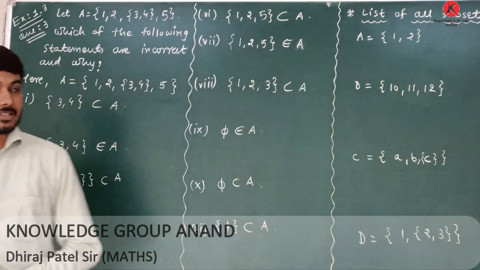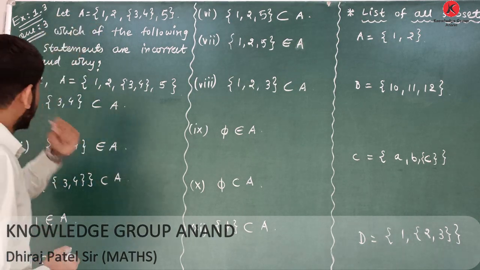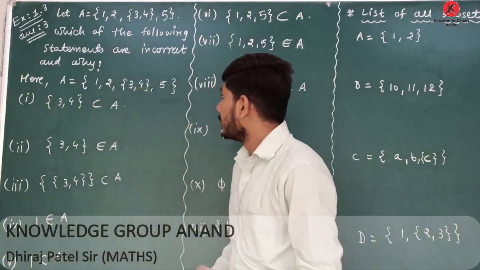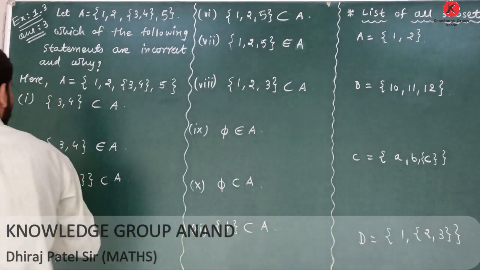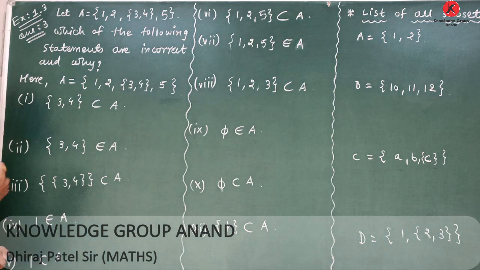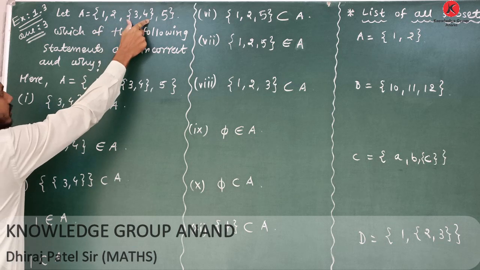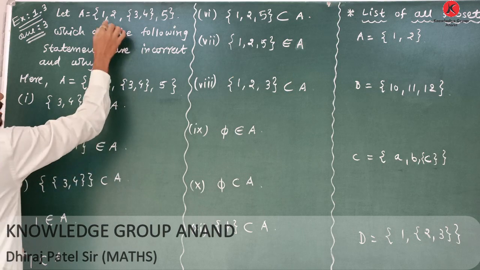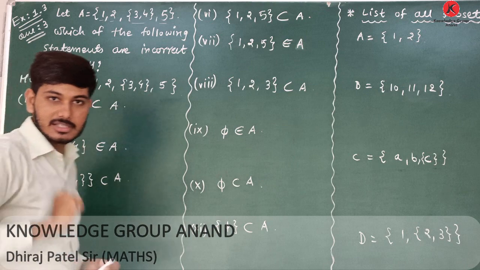Now exercise 1.3 question number 3. In question number 3 it is given that set A equals {1, 2, {3, 4}, 5}. Which of the following statements are incorrect and why? You have to give the reason if the statement is incorrect. Now, see here, set A consists of 1, 2, 3, 4 and 5. Total number of elements of set A are 1, 2, 3 and 4. Total 4 elements are there.